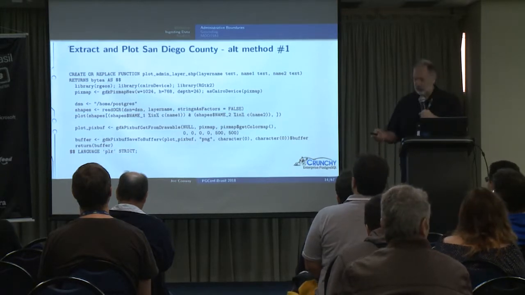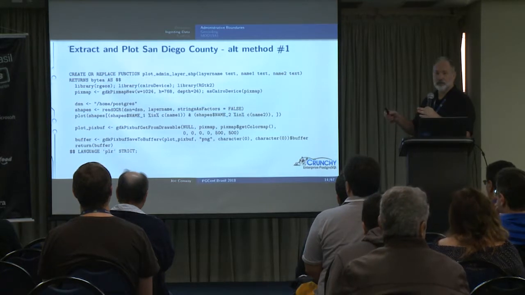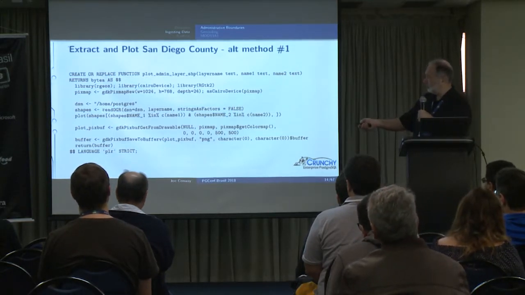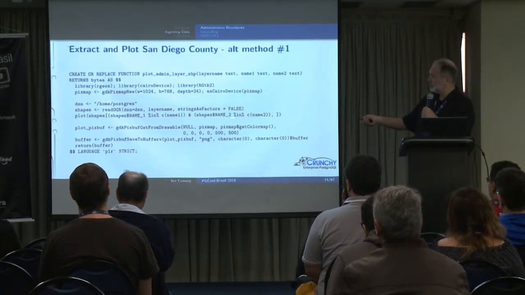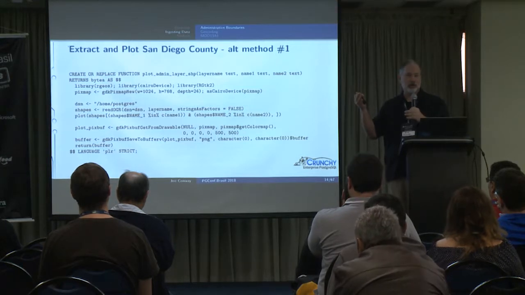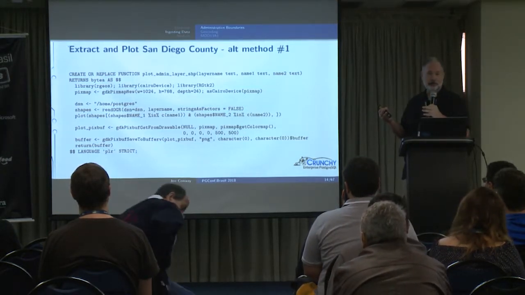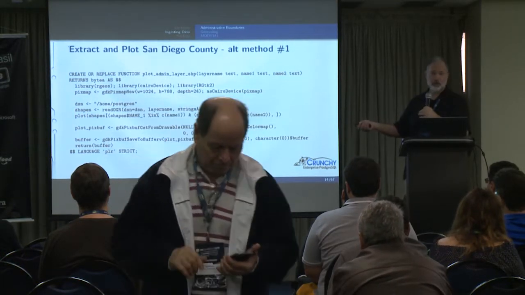Okay, there's a couple of alternative methods that I just wanted to show you to pull out San Diego County. In this case, I'm using readOGR to read directly from a shapefile. And then inside of R, this is subsetting. It's basically the same thing as using a where clause in a SQL statement, except I'm subsetting it directly in R. So this is the way that people who are familiar with R would typically do this.